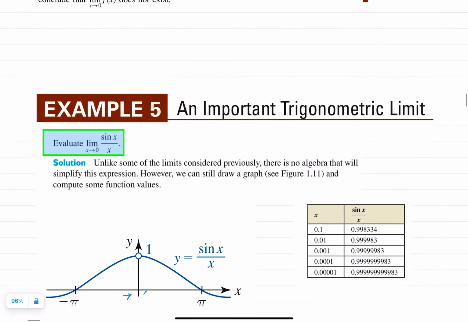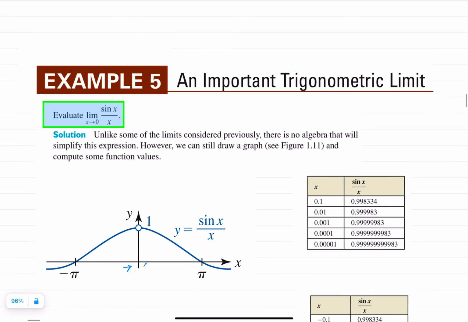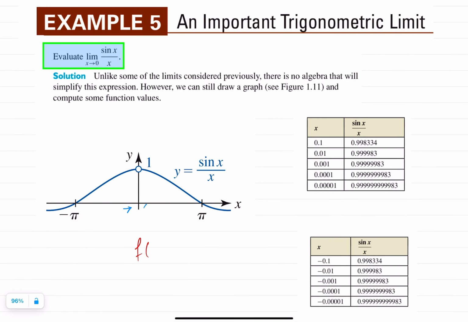So one more important trigonometric limit we have to find. For example, if you want to evaluate the limit of the function f(x) equal to sin x by x as x approaches 0, we know that we cannot evaluate this function at 0. The reason is the function will be in the form 0 by 0, which is undefined. For undefined, we cannot predict what the output is.